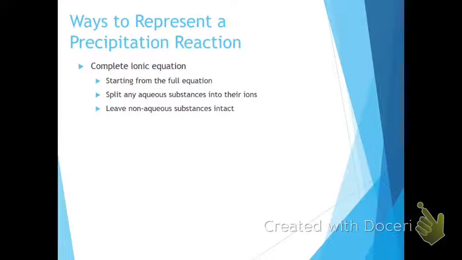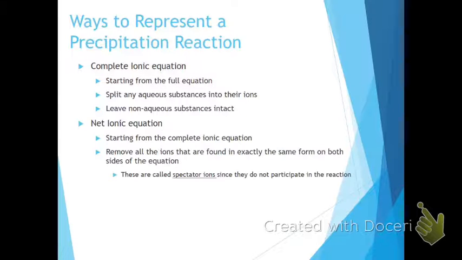First way we can represent a precipitation reaction is the complete ionic equation. So starting from the full normal balanced molecular equation, we would split up any aqueous substances into their ions. So we're essentially representing it as it would be in that solution. Because aqueous substances dissociate or ionize in solution, we're going to show them split up into those ions. But things that are non-aqueous are going to stay together. Just like solids, liquids, and gases do not ionize. Only aqueous things are going to ionize.